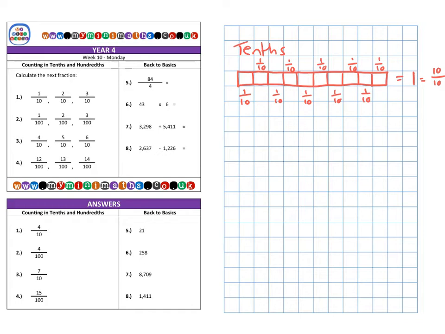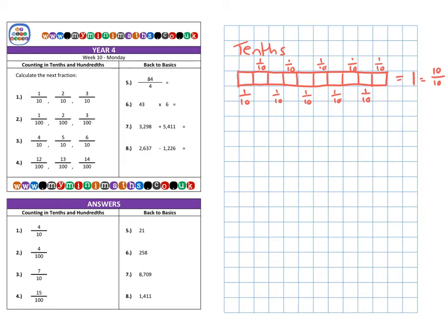Okay, so as we can see on question 1 here, we have 1/10 followed by 2/10 followed by 3/10, and then we need to find out what the next fraction is. So we're going to add one more tenth, so like one more slice of cake or pizza, which is going to be this one here, and we know altogether we have 4/10 for our answer.